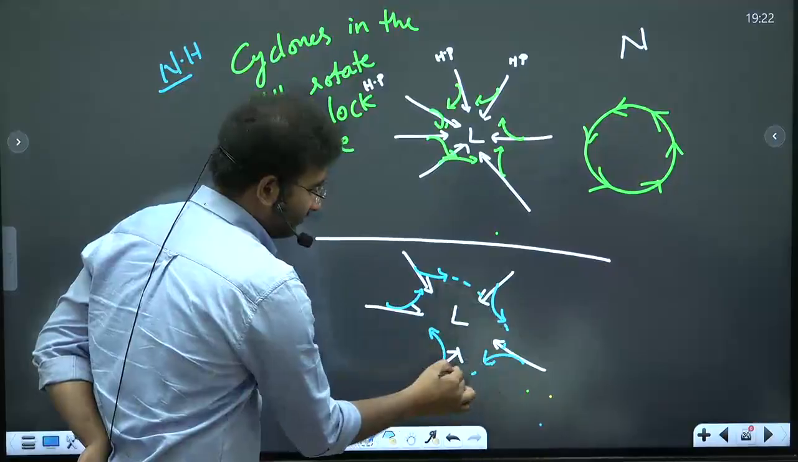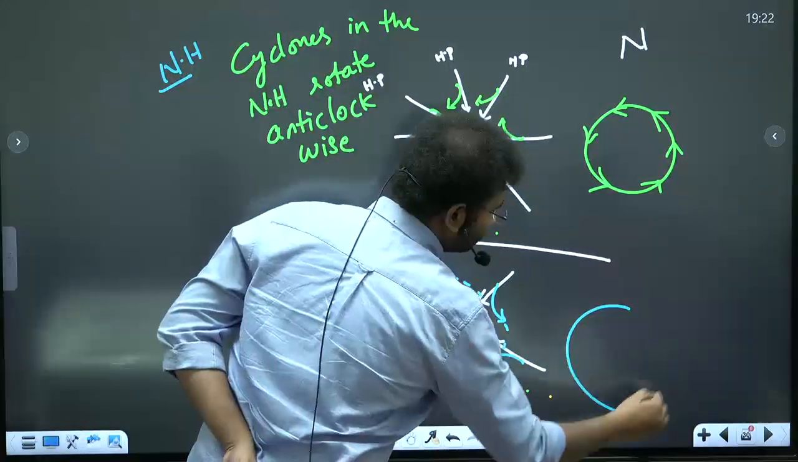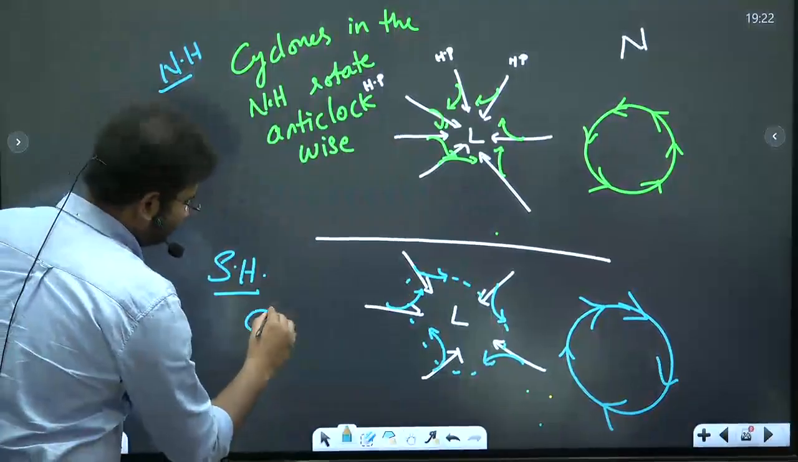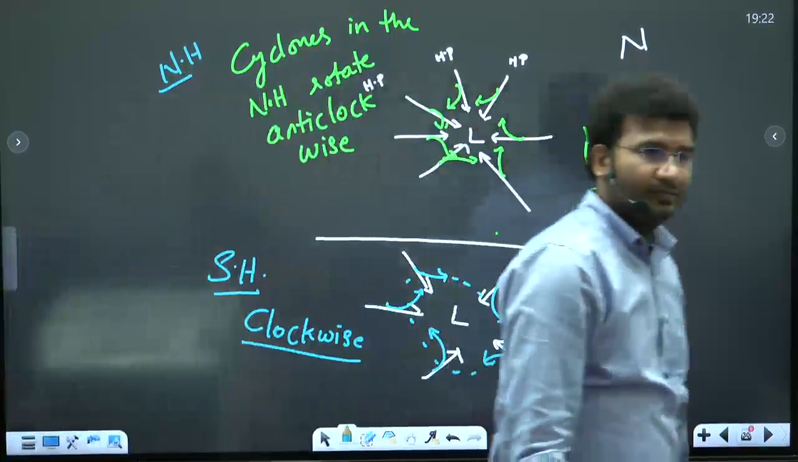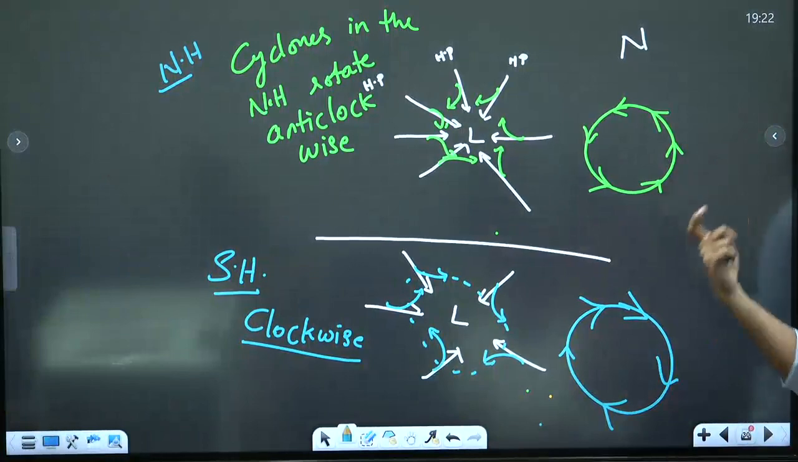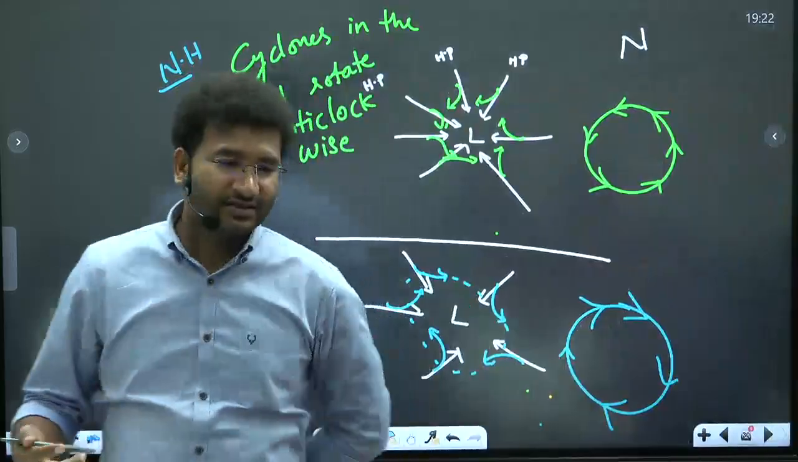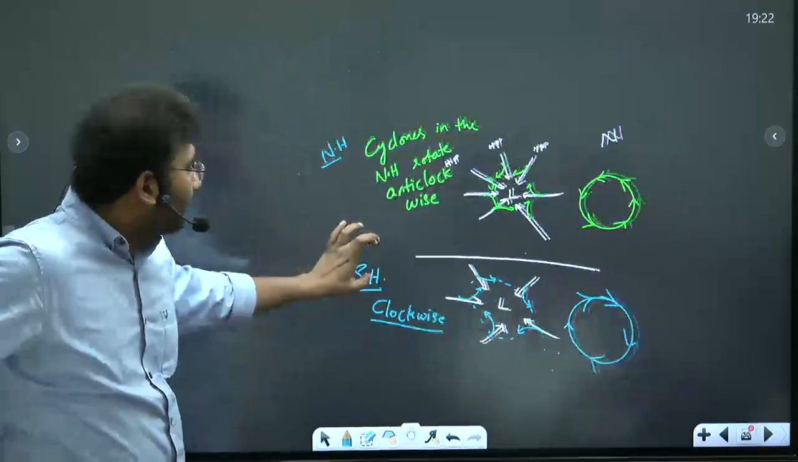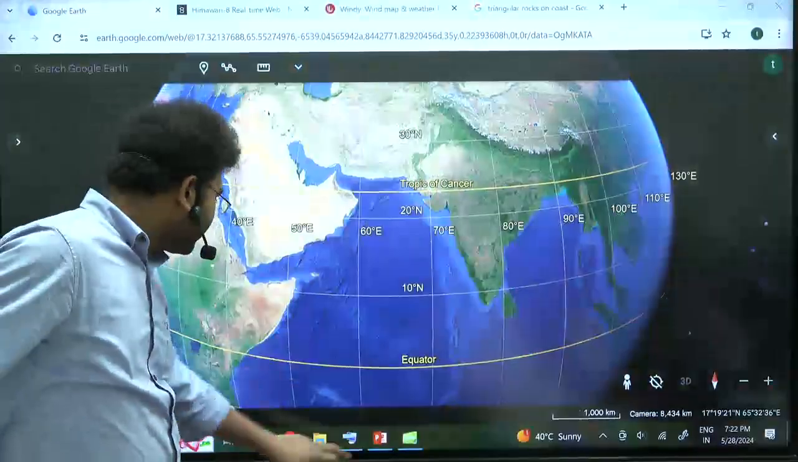You look, the cyclone seems to be rotating. Cyclones in the northern hemisphere rotate anti-clockwise, and tropical cyclones in the southern hemisphere rotate clockwise. Now this is how the cyclonic rotations will be there, right? हाँ, spiral सा बन जाता है. That is why your images are like this.